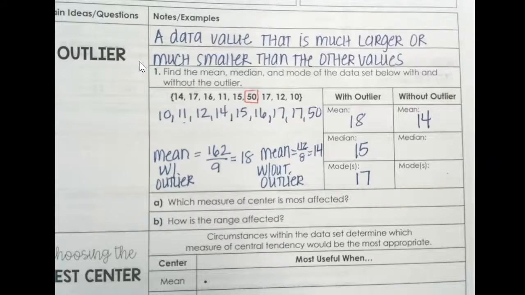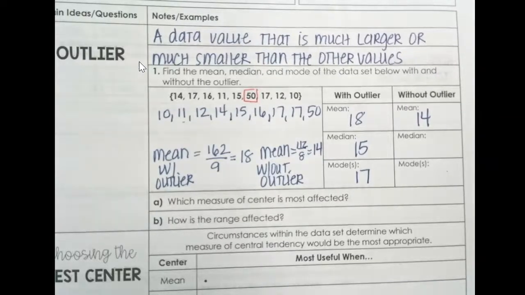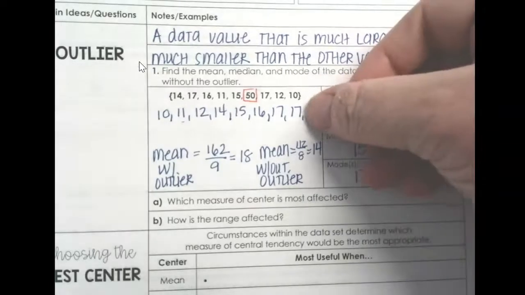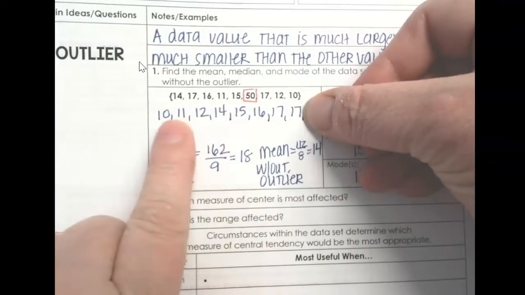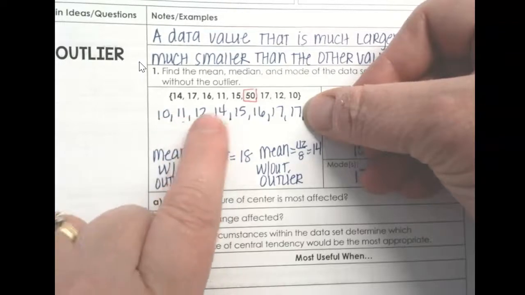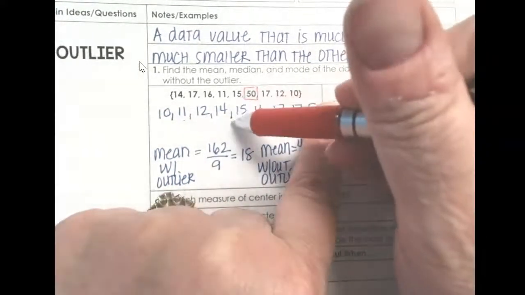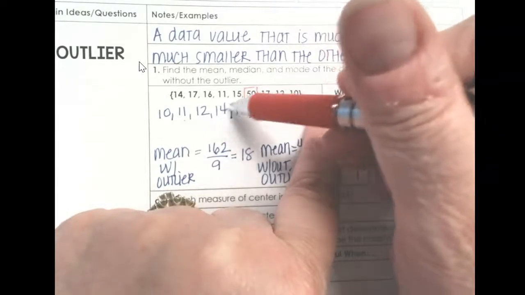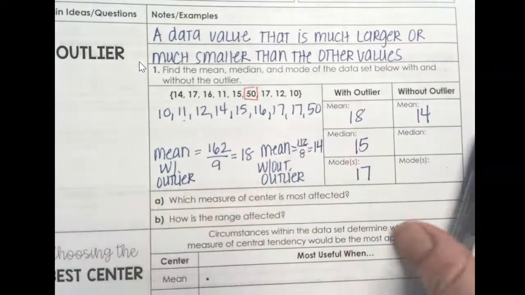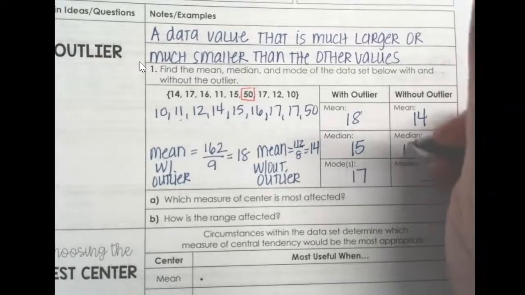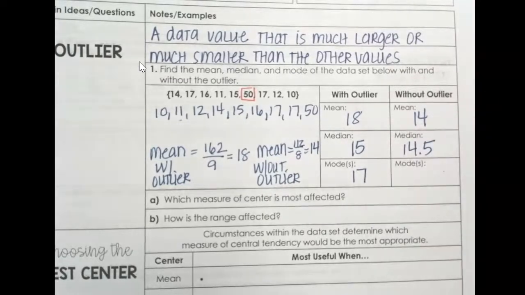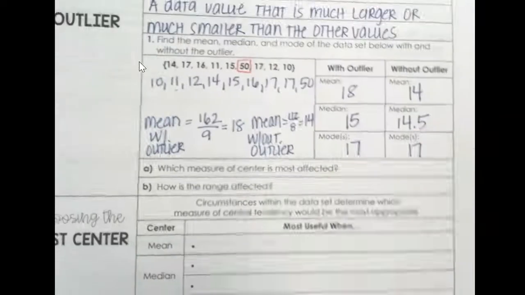Okay, so now the median, remember we're not going to be looking at the 50. So if I just ignore that, now there's 8 numbers. So the very middle of it is, we want 4 numbers on both sides. So 1, 2, 3, 4. So my median is going to fall right here, halfway between 14 and 15. Well, halfway between 14 and 15 is 14.5. And then there's still 2 17s, so the mode is 17.